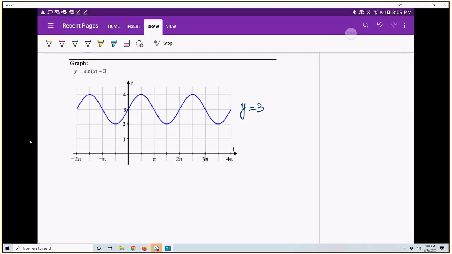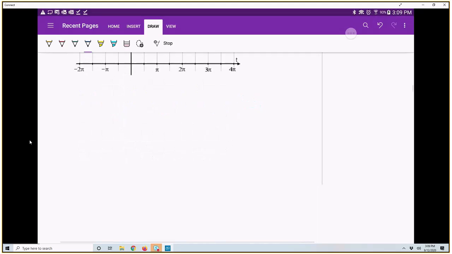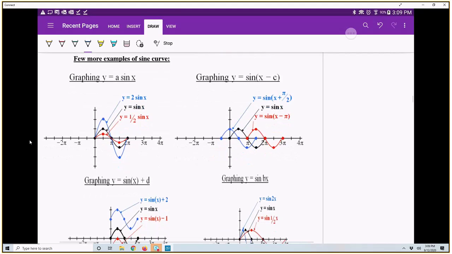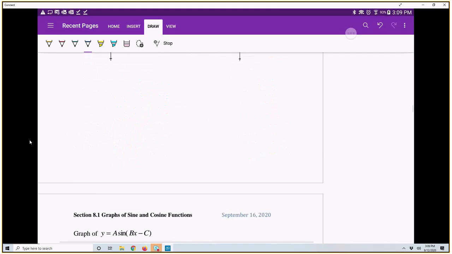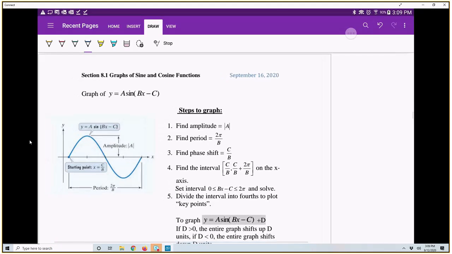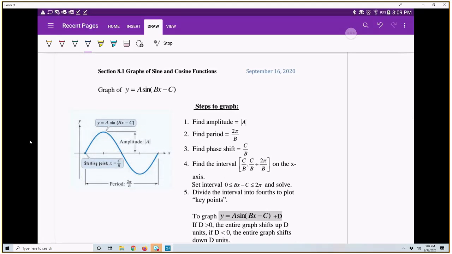Our intention is to combine all these factors together and learn the graphs of a general sine function. So I will go ahead and skip to the point where we have a general sine function given to us and discuss how to draw the graph of this function.